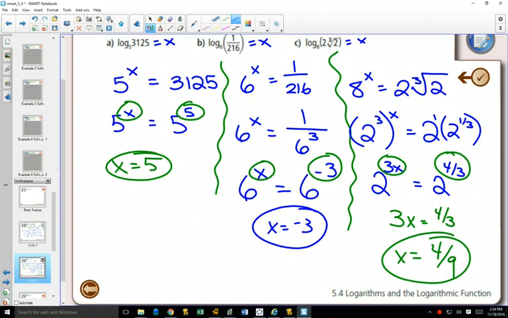Anyways, I'm going to give you a little bit of time to try some of these right now. 4, 7, and 9.